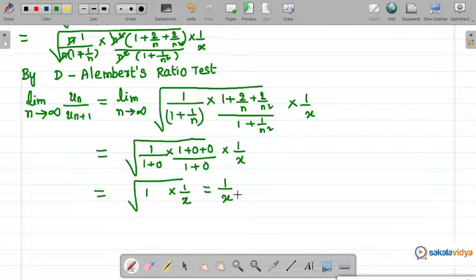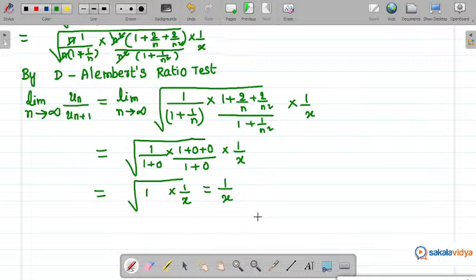So we cannot say whether 1 by x is greater than 1, 1 by x is less than 1, or 1 by x is equal to 1. So that means when 1 by x is greater than 1, it is convergent. When 1 by x is less than 1, it is actually divergent. When 1 by x is equal to 1, the test fails. So that's why here 3 cases are to be discussed. Very clear manner we need to discuss.